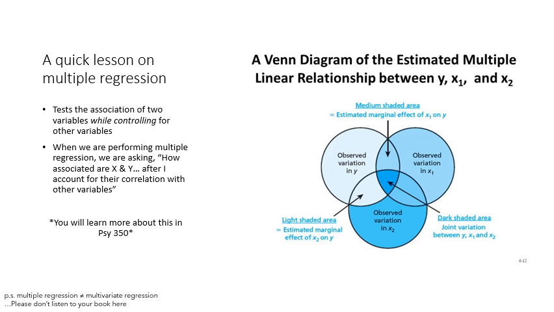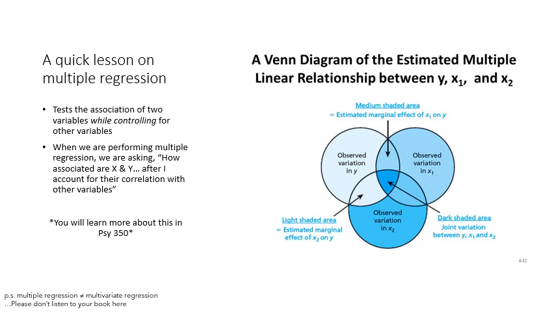We're not going to get so much into the mathematics of what's going on, but essentially when we are performing multiple regression, we're asking, how associated are x and y, so really, how correlated are x and y after I account for their correlation with other variables? So remember, regression is just an extension of correlation, and now we're able to plug in more than two variables. Additionally, we can talk about things on the predicted value of x on y.